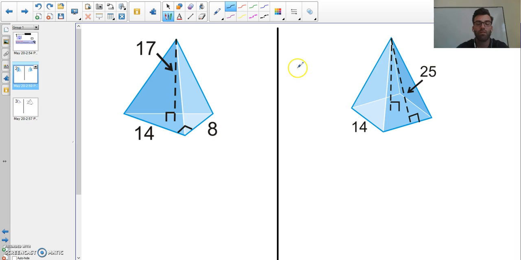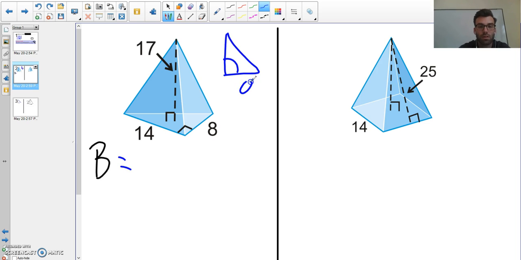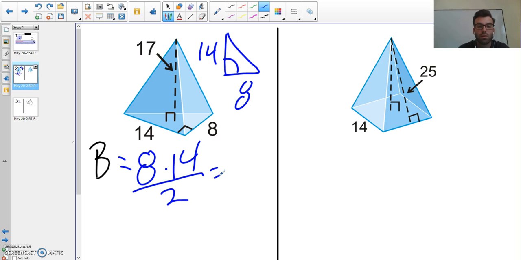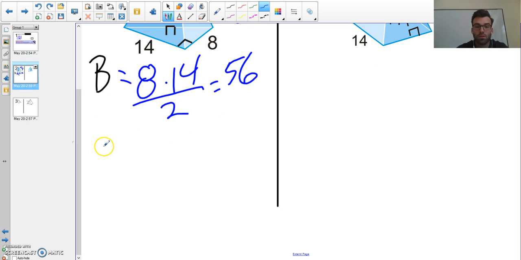You want to find the volume of this pyramid. Well, if I look here, I notice that my base is a triangle. So to find the capital B, or area of our base, remember your triangle, it looks like this. To find the area of a triangle, you do 8 times 14 divided by 2, which should give you 56. This 17 drops from the vertex and is perpendicular to our base, so that is our height.